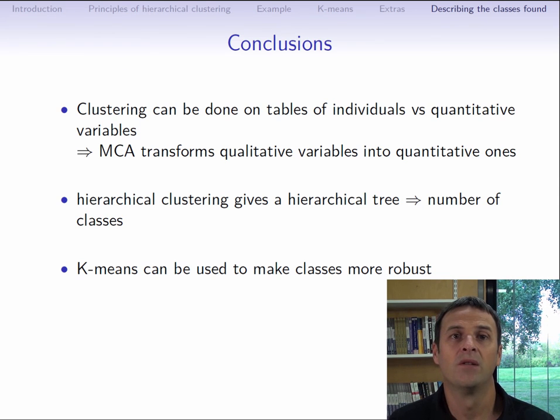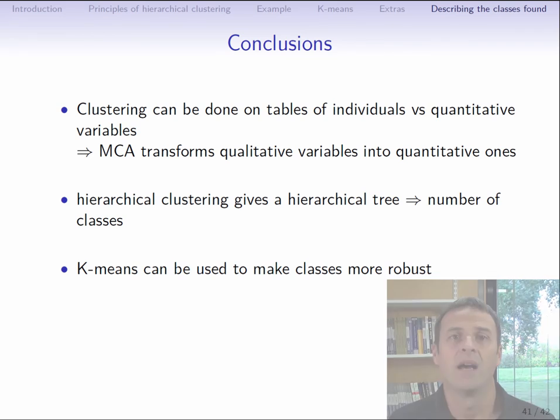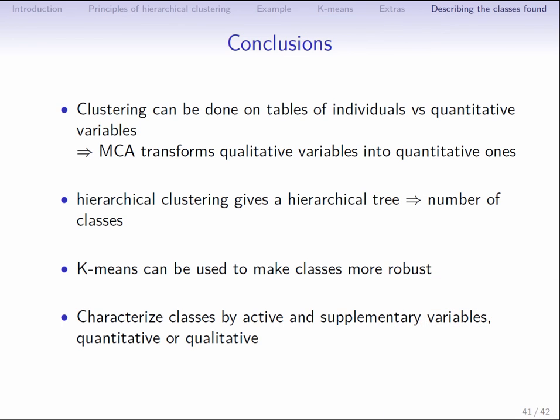Remember also that we can use partitioning methods as a pretreatment, a simplification step, when we have high-dimensional data. And as we have just seen, we can try to describe and characterize the classes we get using quantitative and qualitative variables. These can be variables that were already used to calculate the distance between individuals or supplementary ones. In other words, active variables or illustrative ones.